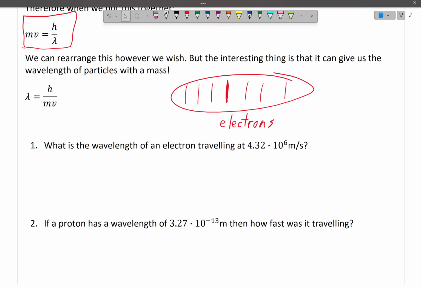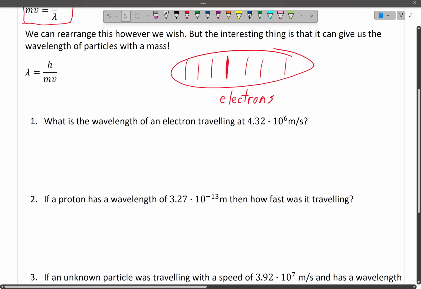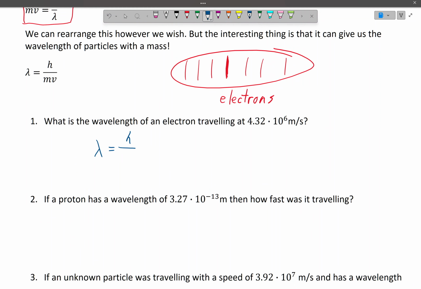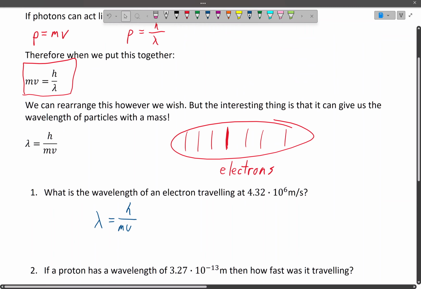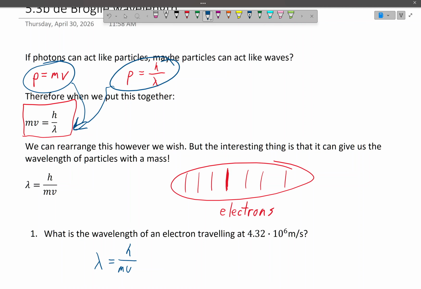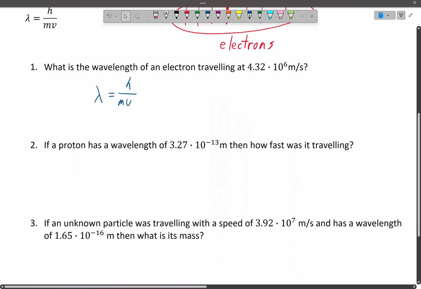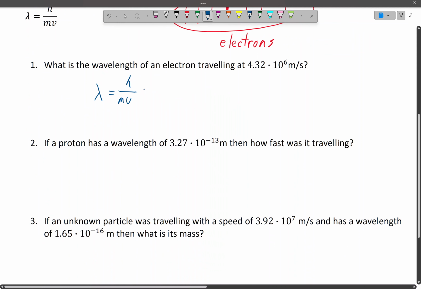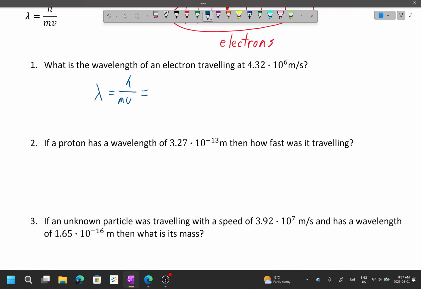So we're looking at the wavelength of an electron traveling at this speed. We're going to simply use this formula as is. Now, this formula is not given in your formula sheet. What's given is these two formulas, which you then put together into this formula, which you can rearrange for all these different types of questions. Anyways, we've already done the rearranging, so let's go ahead and solve this.